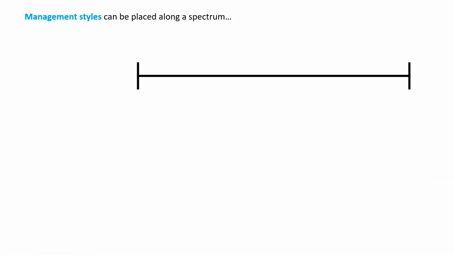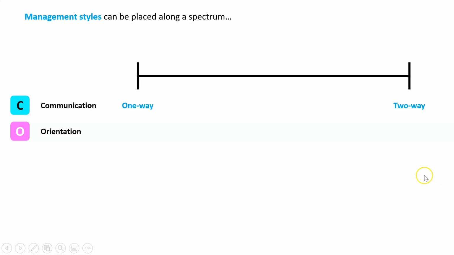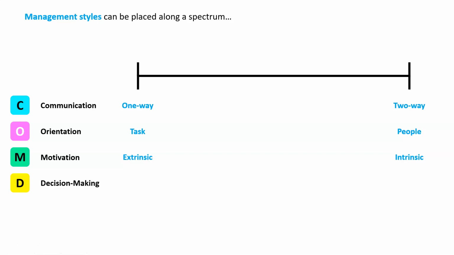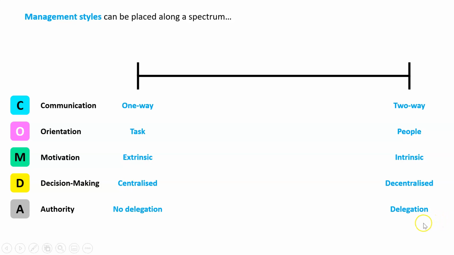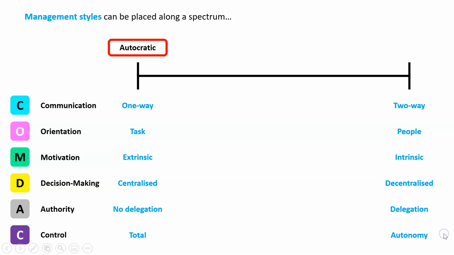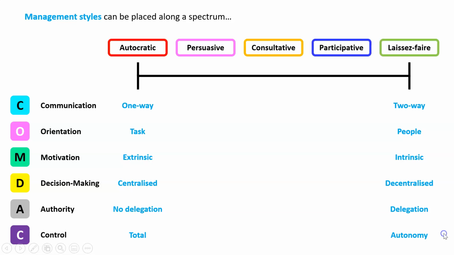So to refresh, management styles can be placed along a spectrum, and we try to remember them with the acronym CONDAC. So we said they're different in the way they communicate. Is it one way or two way? What is the orientation? Is it task focused or people focused? How do they motivate? Do they motivate extrinsically with rewards and punishments or intrinsically by trying to get the best out of people? Decision making, is it centralized to the manager or decentralized to the employees? Authority, does the manager not delegate anything or do they delegate absolutely everything? And lastly, control. Do they maintain total control over all the important tasks or do they give employees autonomy to complete them? And what we were left with was 5 styles: autocratic, persuasive, consultative, participative, and laissez-faire.